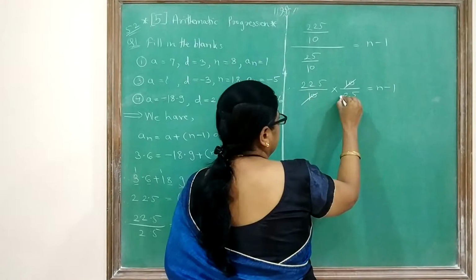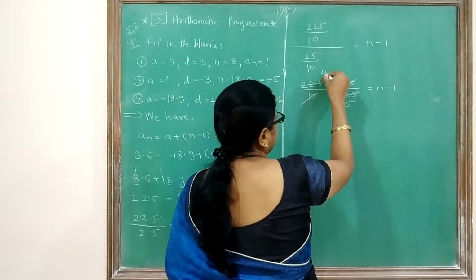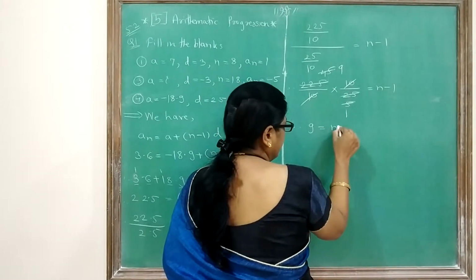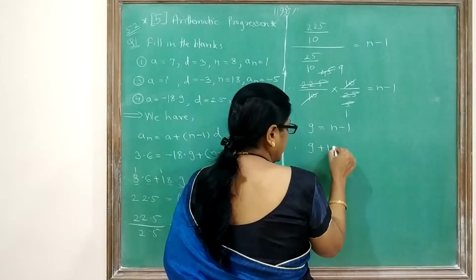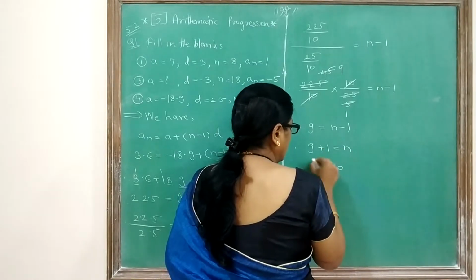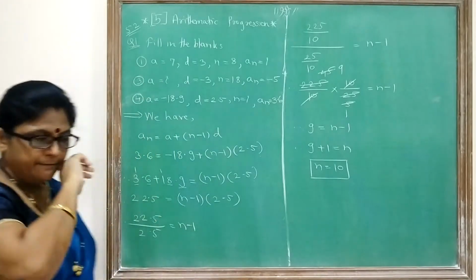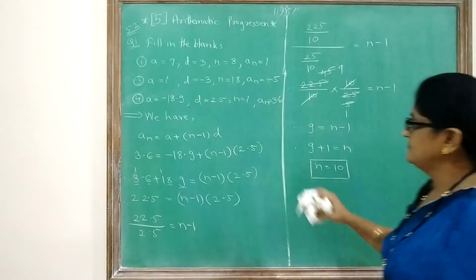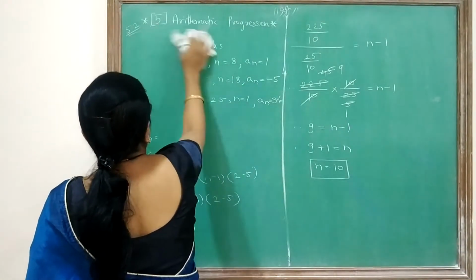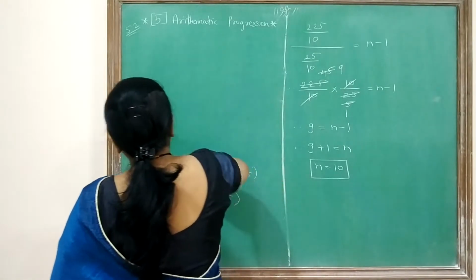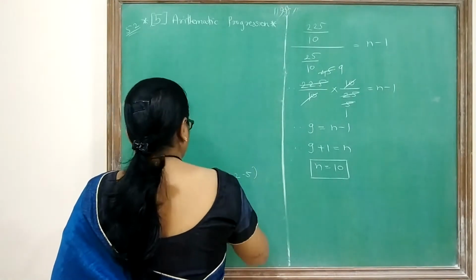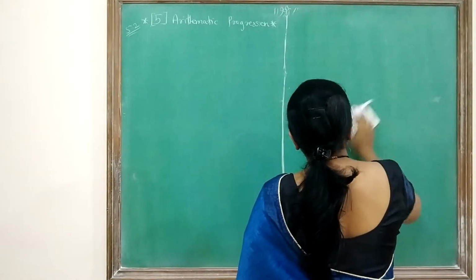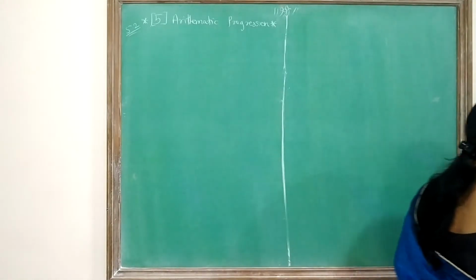5 4s are 20, 5 9s are 45, so 9. Then you will write here 9 equal to n minus 1, and therefore 9 plus 1 equal to n. And what is your n value? N value is 10. Then see the next example. Here all examples are the same, then you can do them in your notebook.